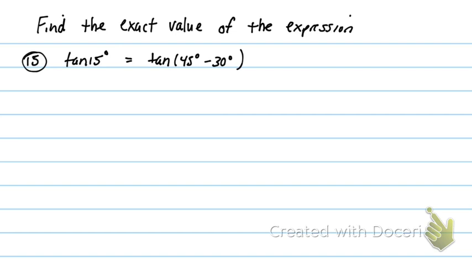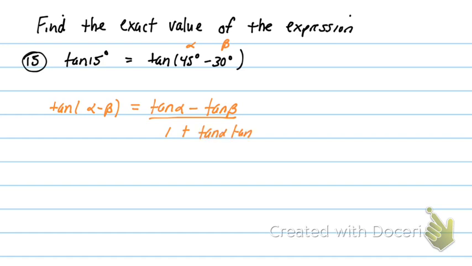Now, again, you're going to go to your formula sheet for this one. We know this is alpha and this is beta, so we're doing tangent of alpha minus beta. I know it's tangent of alpha minus tangent of beta, and then it's 1 plus tangent alpha tangent beta. But you should have that on your formula sheet, okay?